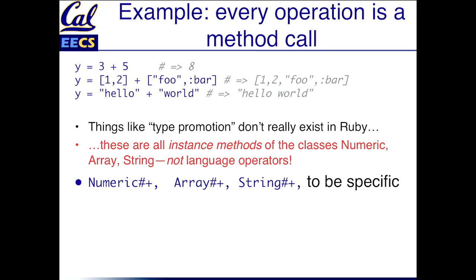So the answer to the question, what if I say foo plus bar, and foo and bar maybe are of different classes or of different types, what happens then? Well, in foo plus bar, foo is the receiver, plus gets sent to it, and it will get passed the argument bar, and it has to decide whether it can do something sensible based on what kind of a thing bar is.